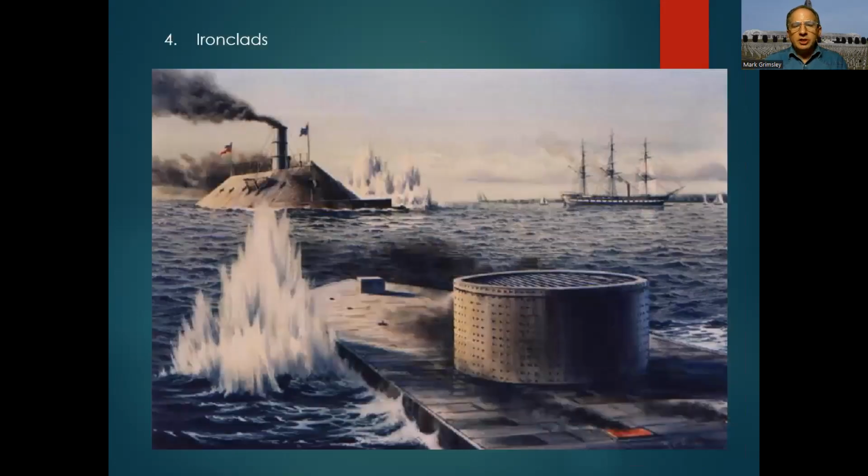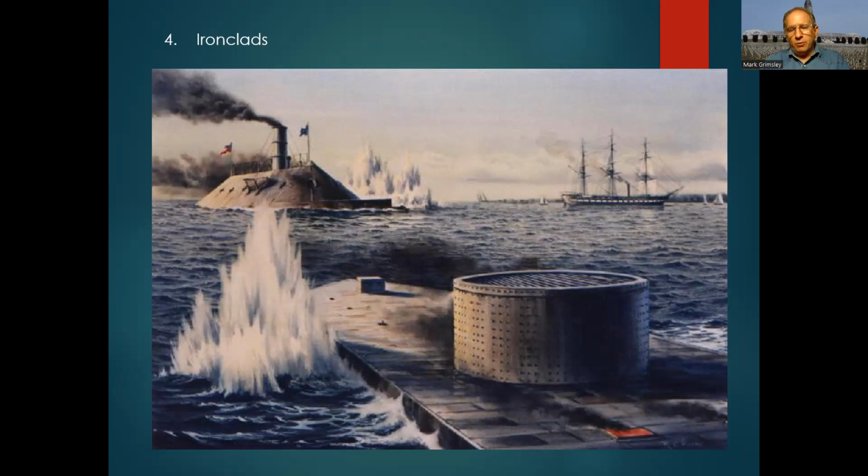You also have new technologies in the form of ironclads. At the beginning of the American Civil War, the British were experimenting with ironclad warships. Instead of wooden hulls, these had iron hulls, later steel hulls. So this is a recognizably modern development. Both the Union and the Confederacy developed ironclad warships. What you see in the distance is the CSS Virginia, a ram that was created by the Confederacy in 1861, 1862.